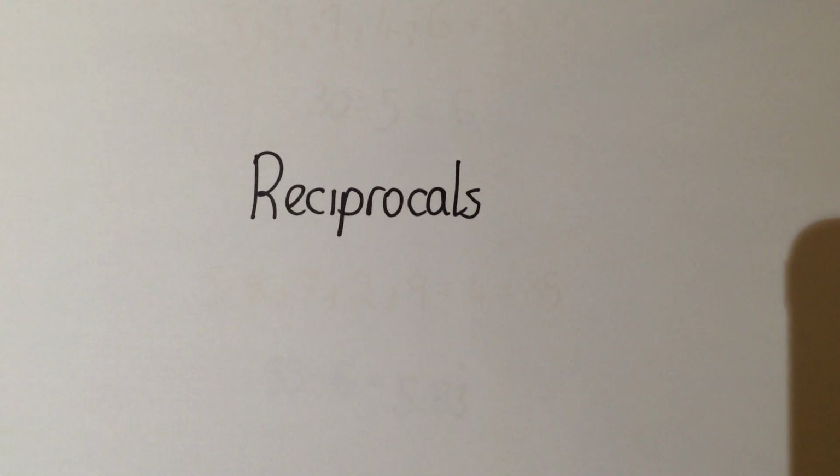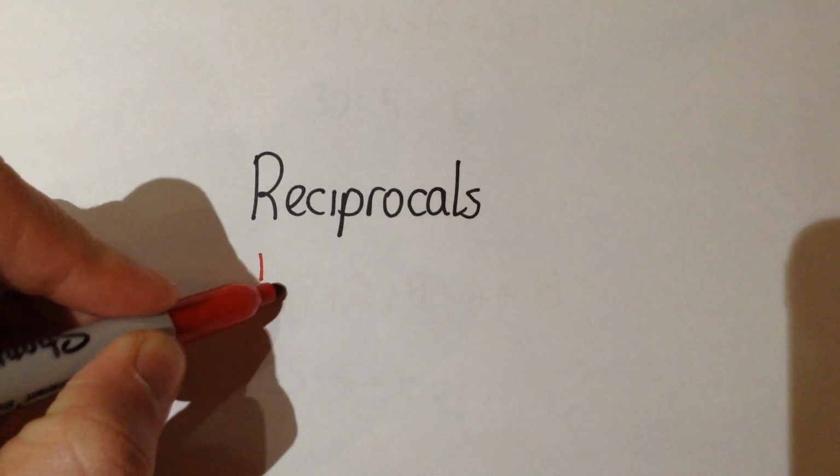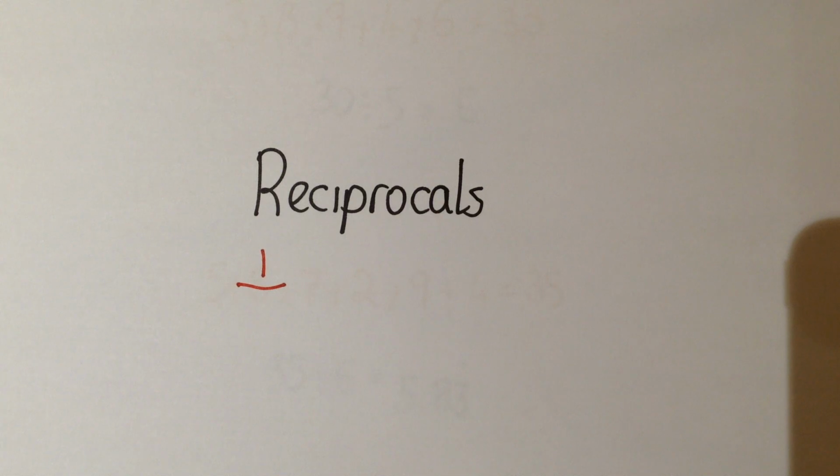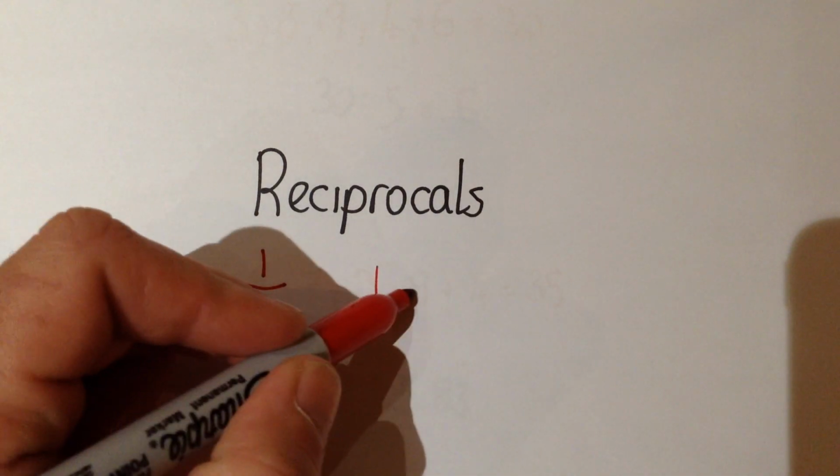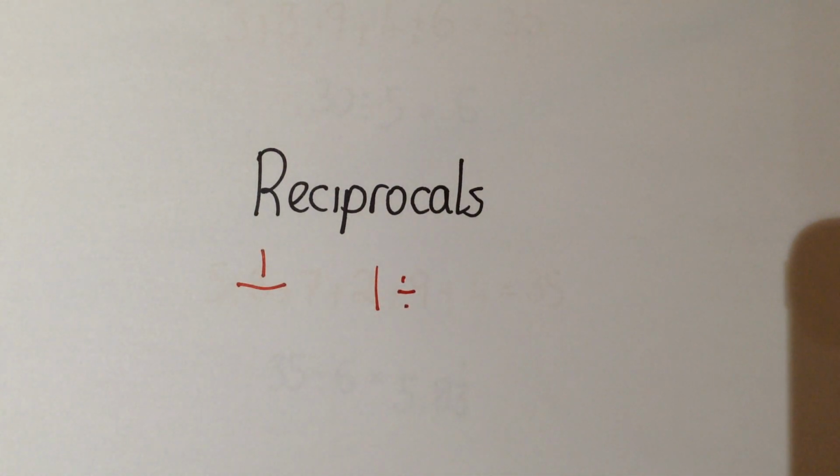This is your guide to reciprocals. The reciprocal of a number means that you need to do 1 over that number, or alternatively 1 divided by that number. Here's some examples.